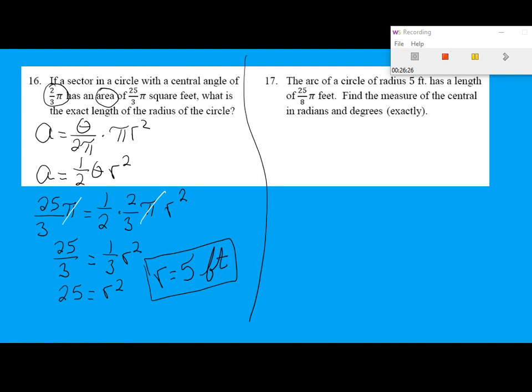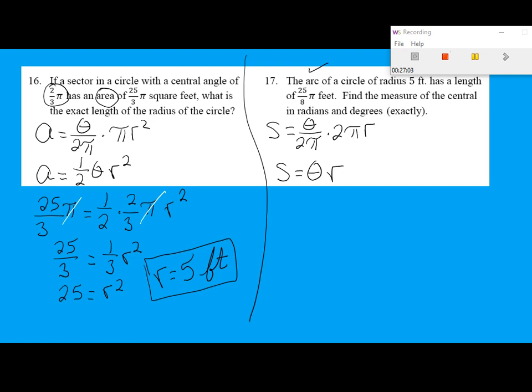Here's my number 17. If the arc of a circle has a radius of 5 and a length of 25/8 pi feet, find the measure of the angle in radians and degrees. In radians and degrees. Well, this is definitely an arc length question because it says the arc. So I've got S equal theta over 2 pi times 2 pi r. Simplify. The 2 pi's cancel, so I've got theta times the radius. So that's pretty sweet. So here goes.